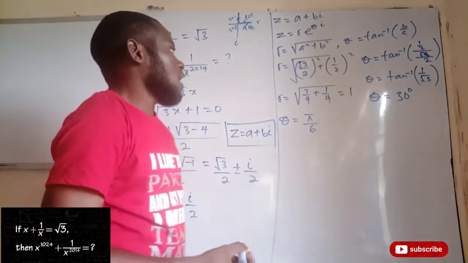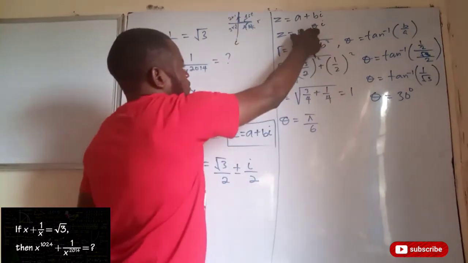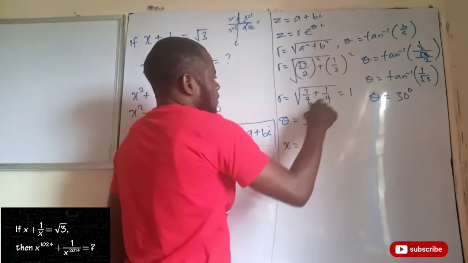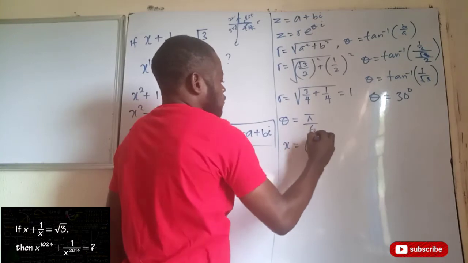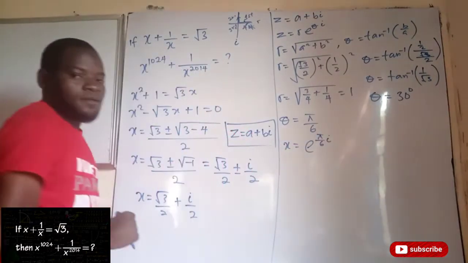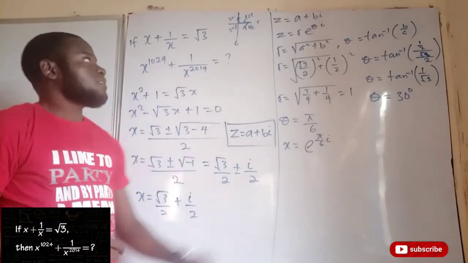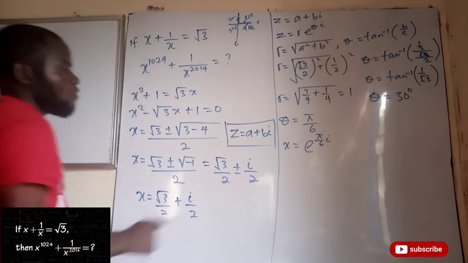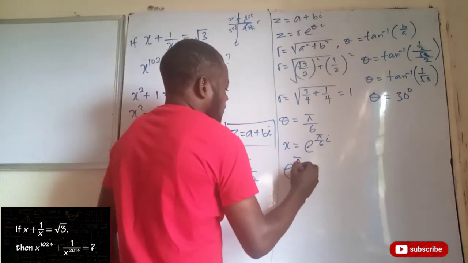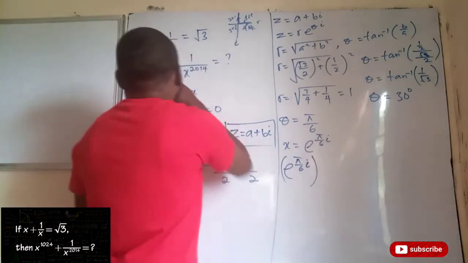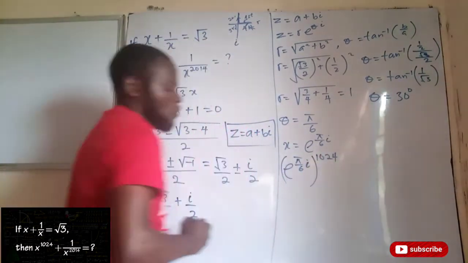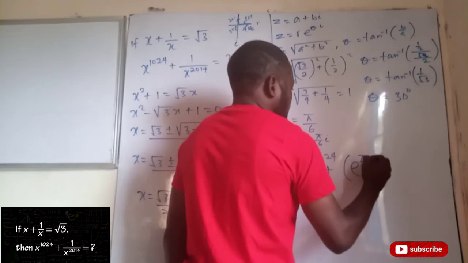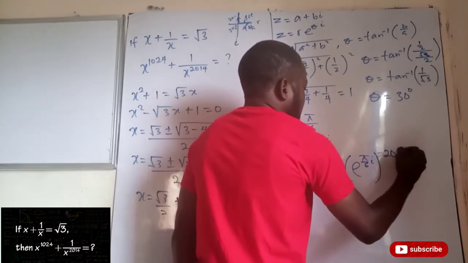Are we together? Now we can slot this in. Since our r is 1, we have x equals e to the power of pi over 6 i. Now back to the original question. x to the power of 1024 will now become e to the power of pi over 6 i, all to the power of 1024, plus e to the power of pi over 6 i, all to the power of negative 2014.